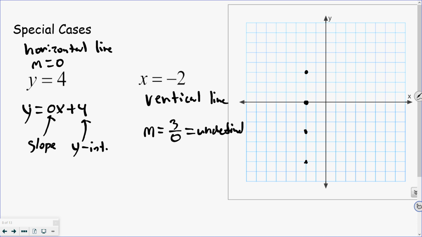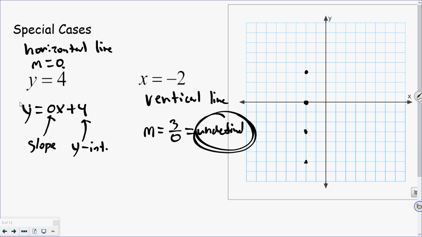So what I want you to know, the two things are, how do you graph it? Well, if it's y equals a number, go up to the y-intercept, put a point, and it's a horizontal line. If it's x equals a number, go to that x-intercept, put a point, and it's a vertical line. And then I want you to know the slope. For a horizontal line, for y equals, the slope is 0. For a vertical line, it's an undefined slope. Okay, so make sure you practice those and know those.